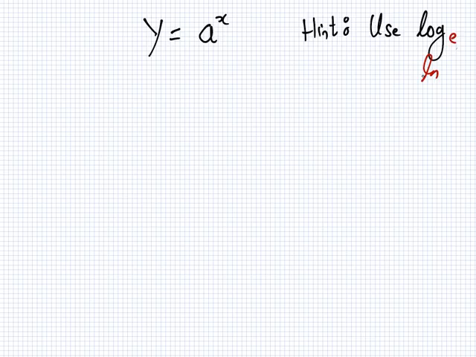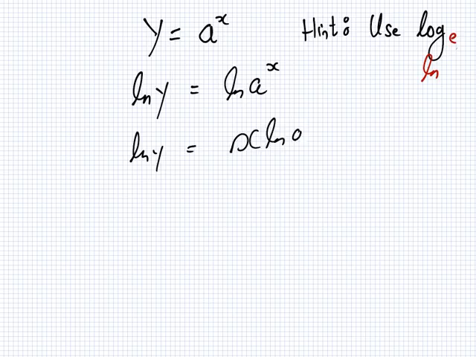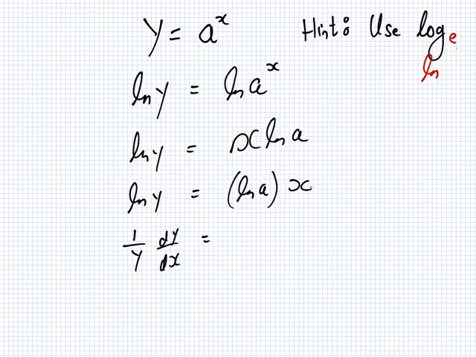No? Okay, I better do this one. So what we do is we put log on both sides first. Then you have log y equals x log a. Or, to make it really clear, log y equals log a multiplied by x. Now, derivative of log y? 1 over y dy/dx. Now, derivative of log a times x.